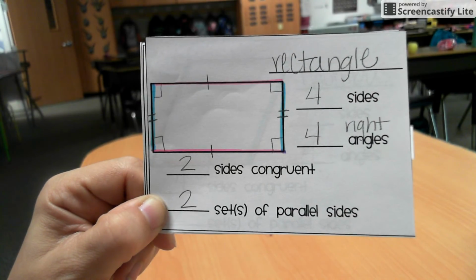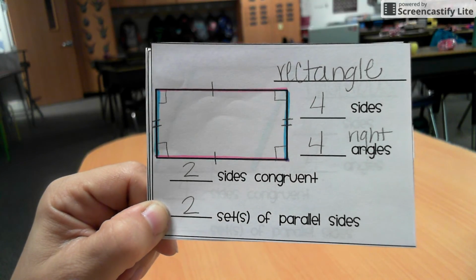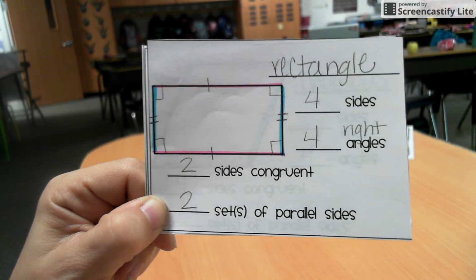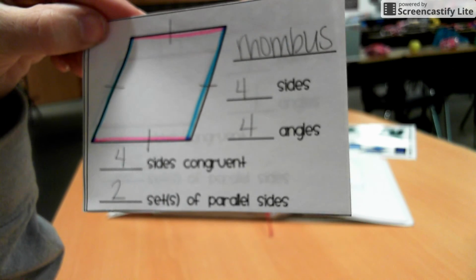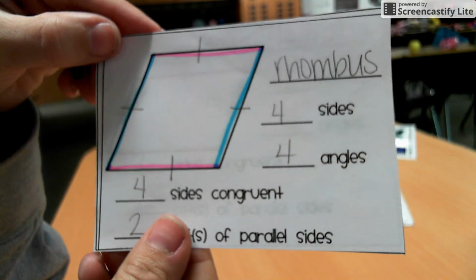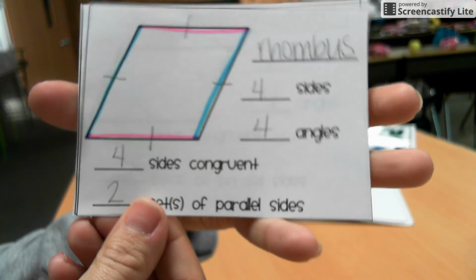Then they have 2 sets of parallel sides. The top and the bottom are parallel to each other. They're never going to touch. The left and the right are parallel to each other. So they have 2 sets as well. Make sure you have that written down. Then we're going to go to rhombus.